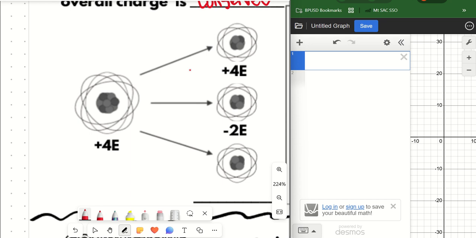Now I know based on the conservation of charge, whatever I started with, I'm going to have to end with. So all these pieces have to add up to the total that I started with. So I have positive 4 minus 2 is going to give me positive 2. All of this has to add up to positive 4. So that means that this last one also has to be a positive 2E. So now if I calculate this, I have 4 minus 2 gives me 2. 2 plus 2 is 4.